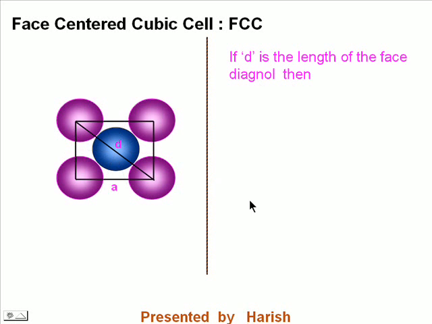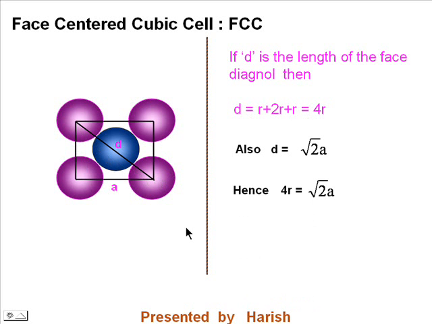That is D, and you know that D is equal to R plus 2R plus R. This is R, this is 2R, this is again R. So D is equal to 4R, and you know that D is equal to square root of 2 into A. Hence we have 4R is equal to square root 2 into A. So that's the relation between A and R.